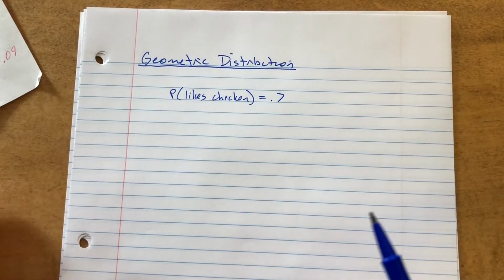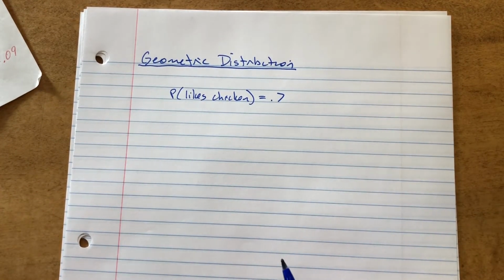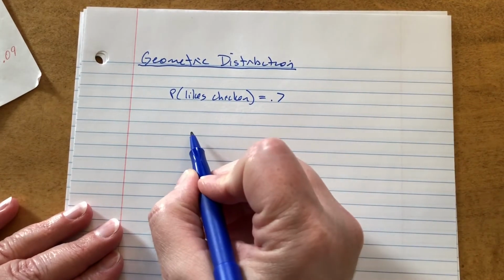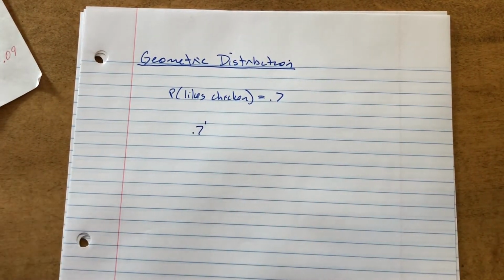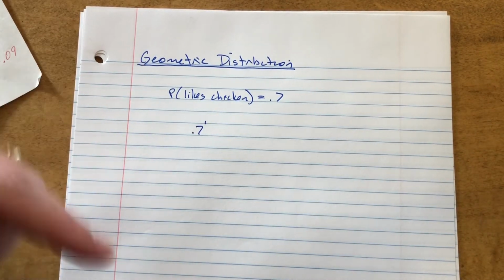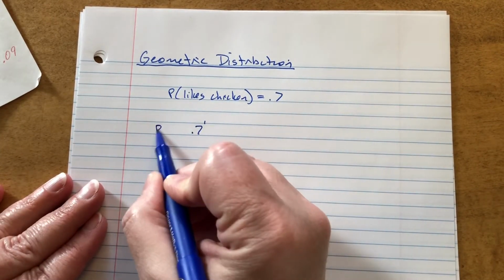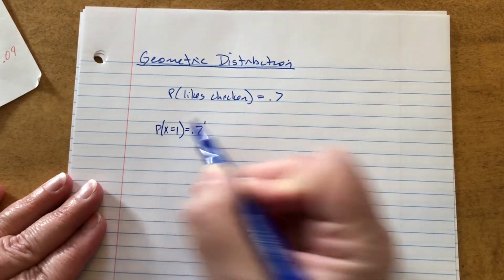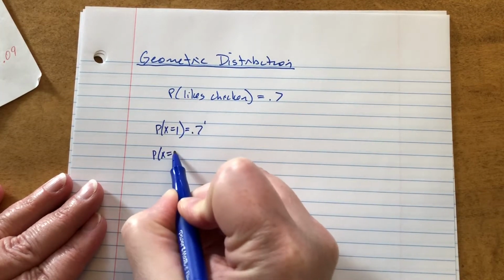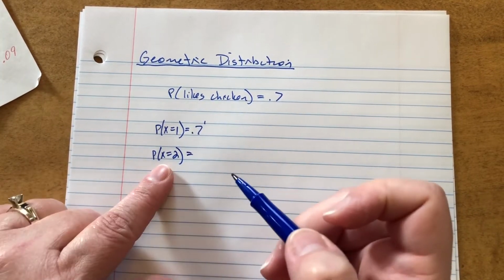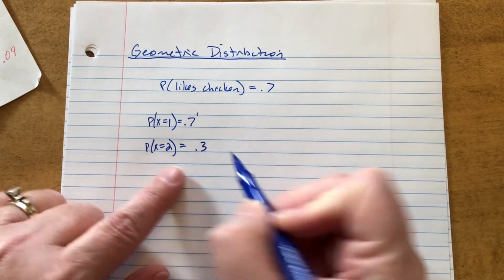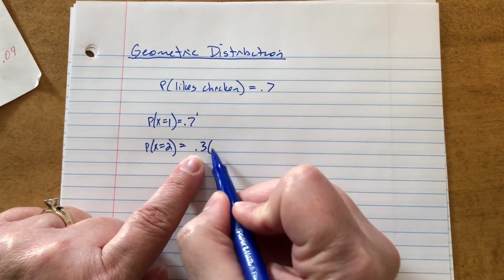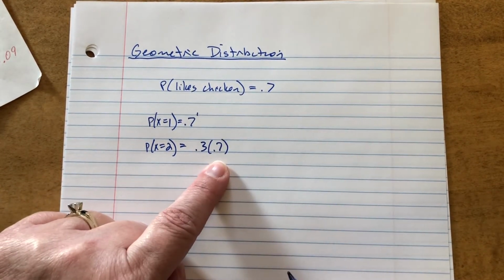So if I ask what's the probability that the first person I ask likes chicken, we know that that's just 0.7 to the first power, because that one person's either just going to like chicken or not. So that's the probability that x equals 1. What if I ask, what's the probability that the second person I meet is going to like chicken? Well, if the second person likes chicken, the first person doesn't. So there's the probability that the first person doesn't like chicken times the probability of the second person liking chicken.